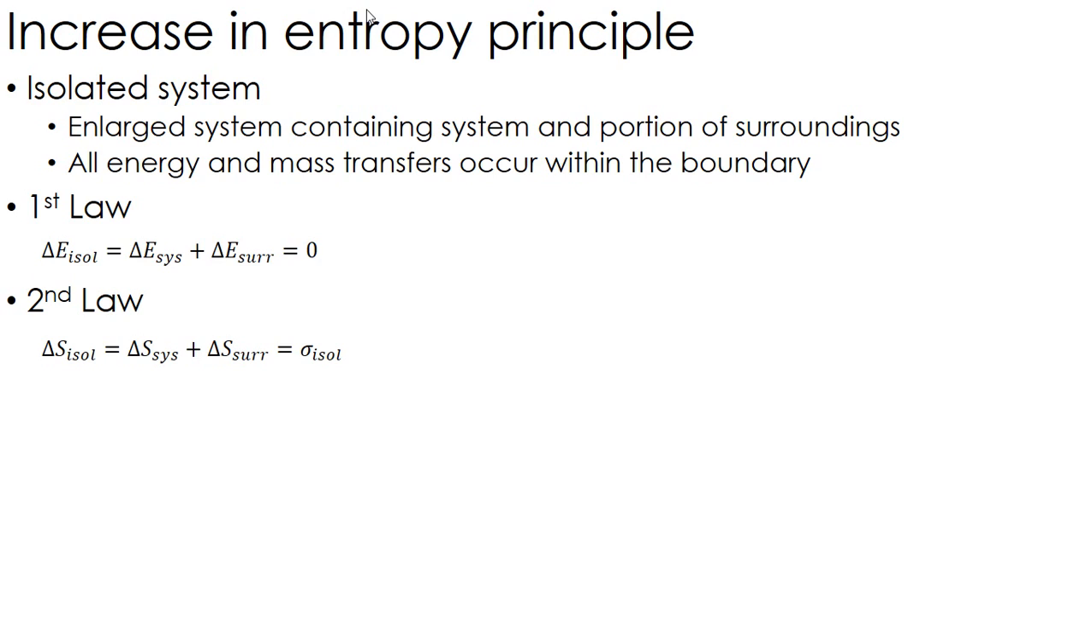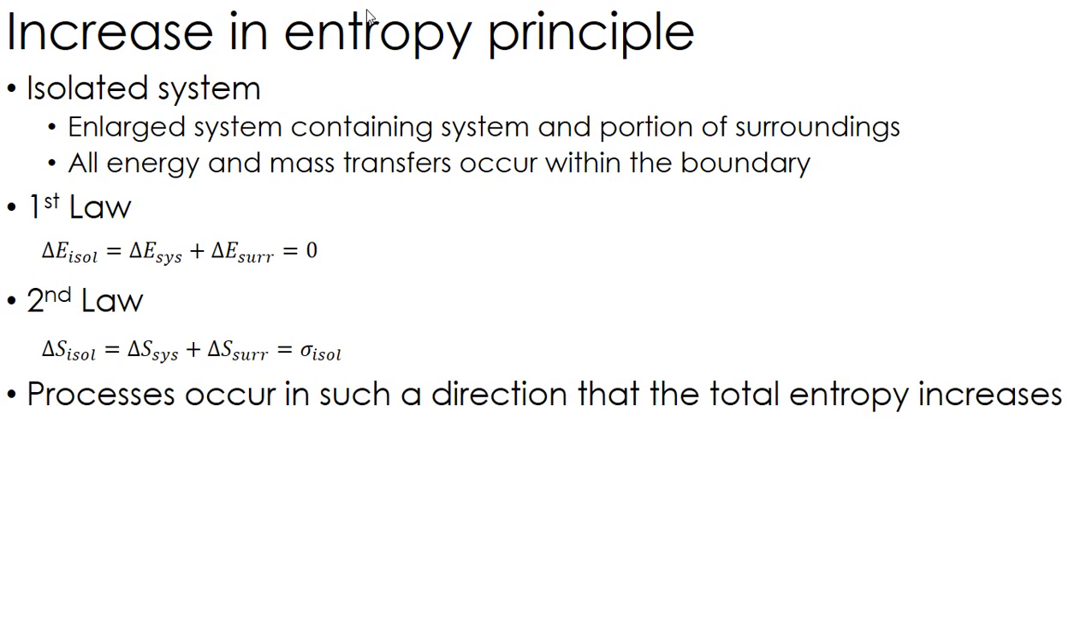So that change in entropy, delta S, is the change in entropy of the system plus the surroundings. Okay, again, Q goes to zero. So that total change in entropy has to equal sigma, right, from that second law equation. And that is both the change in entropy of the system plus the change in entropy of the enlarged surroundings has to equal that sigma, that entropy production. And because of this, processes always have to occur in such a direction that the total entropy increases, right? Sigma has to be bigger than zero.